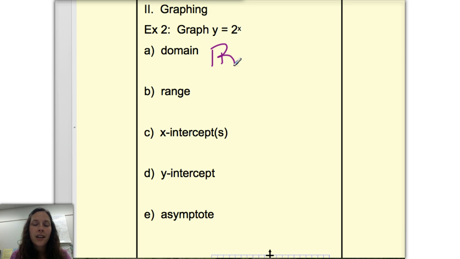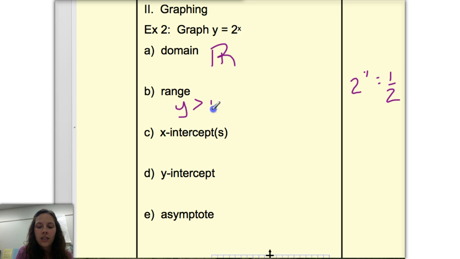The range is not. So think about how we simplified those exponential functions when they had a negative exponent. So for example, 2 to the negative 1 power, just do a quick example over here, means put it in the denominator and it becomes 1 over 2, and the exponent becomes positive, and that base will never be negative. So the range is y greater than 0.